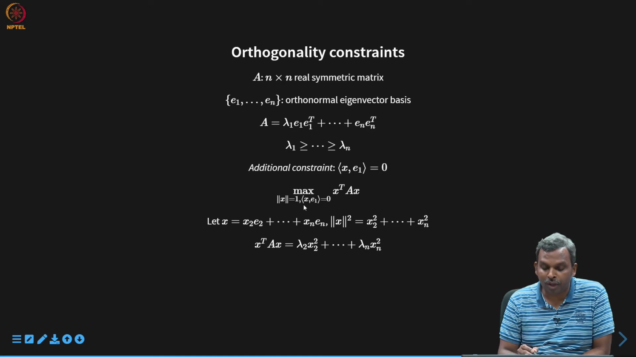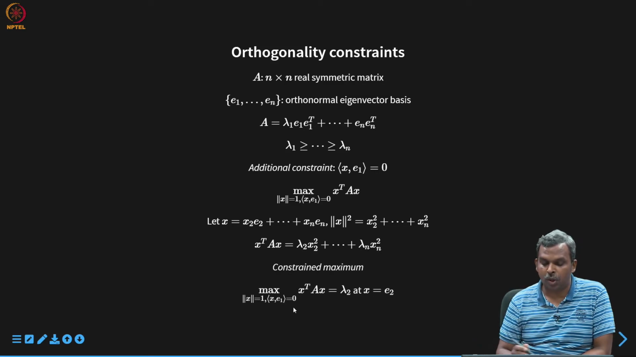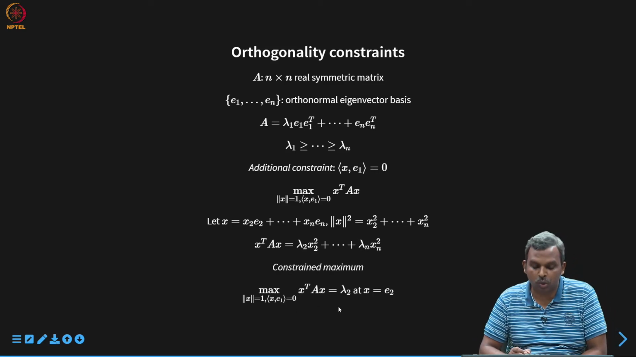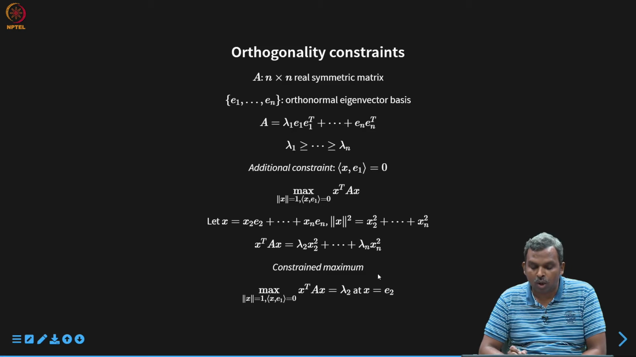What do we do? If I know x comma e1 is 0, then I know x has to have this form, right? The e1 component is 0, everything else could be non-zero, and norm x will simply be x2 squared plus up to xn squared, and x transpose Ax is this, right? And what is the maximum among this? Lambda 2. Okay, so the constraint optimization is quite easy to do. You see that it's lambda 2 and it's achieved at x equals e2. That's it.